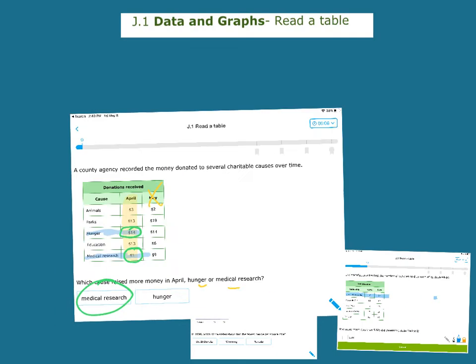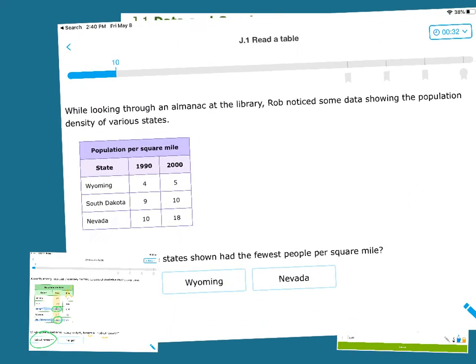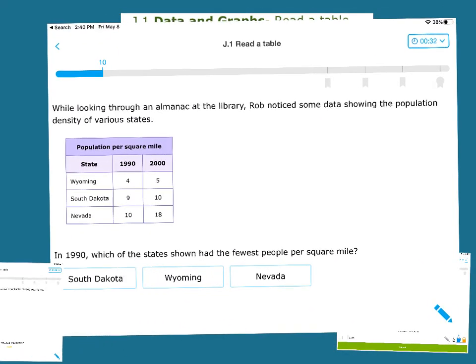Let's try another one. Okay, so this one says, while looking through an almanac at a library, Rob noticed some data showing the population density of various states. That's how many people live in a per square mile area. So even though a state might be really big, there might not be very many people in it, so it has a low population density. Bigger cities have higher population density. They're talking about how many people live, on average, in a square mile.